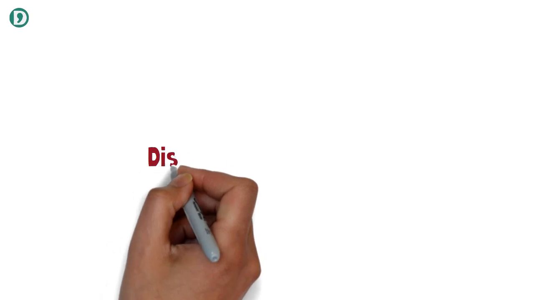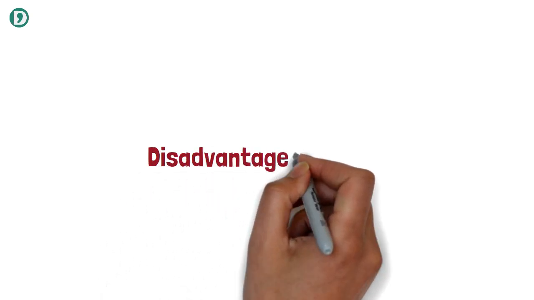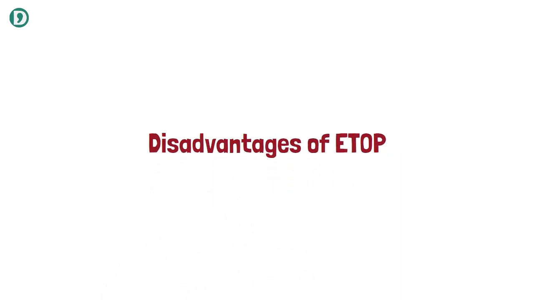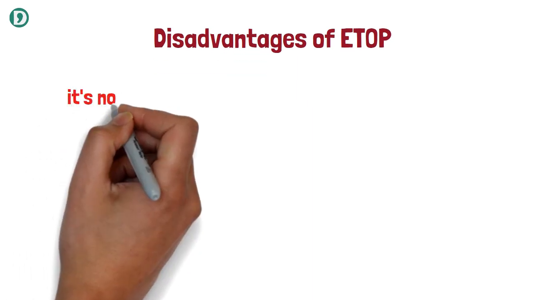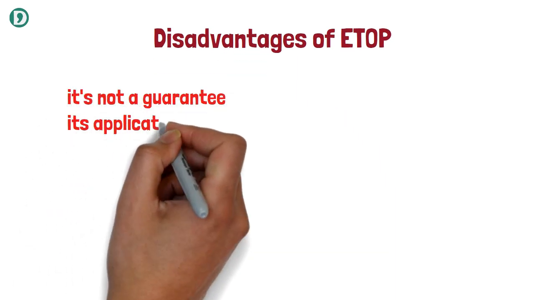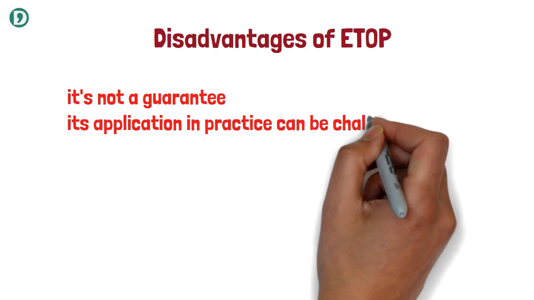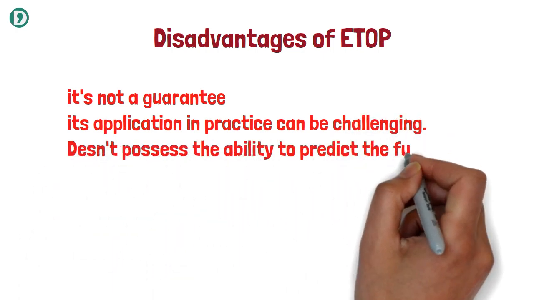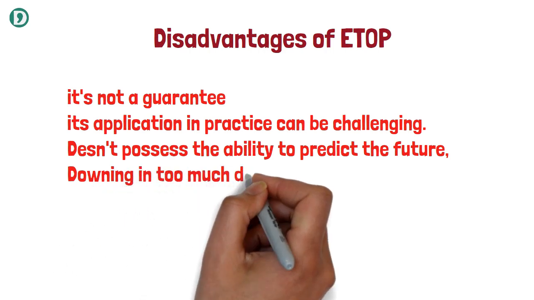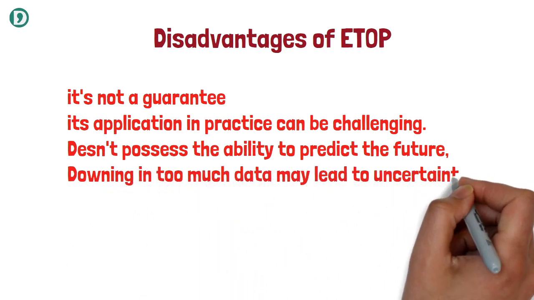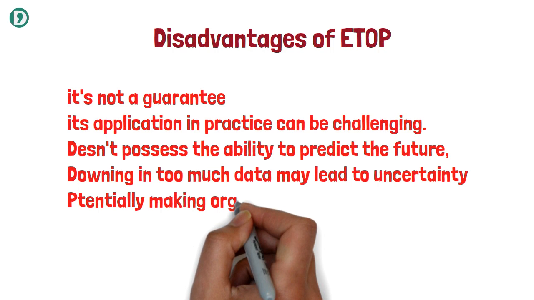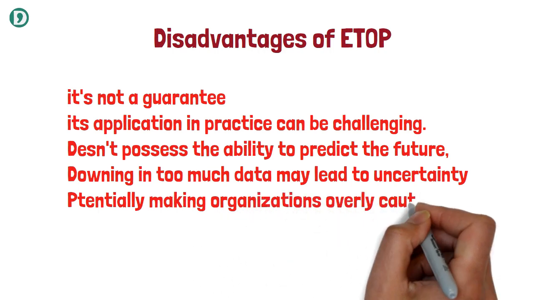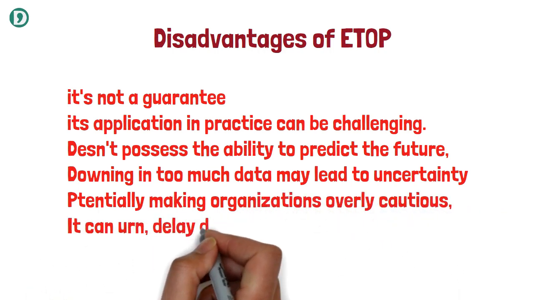Now let's talk about the disadvantages of ETOP. However, let's not forget the flip side of ETOP. While ETOP is a powerful tool, it's not a guarantee and its application in practice can be challenging. It does not have the ability to predict the future, and drowning in too much data may lead to uncertainty, potentially making the organization overly cautious, which can turn into delayed decision making.